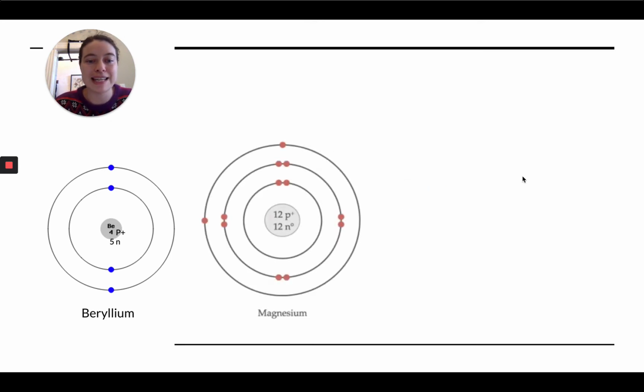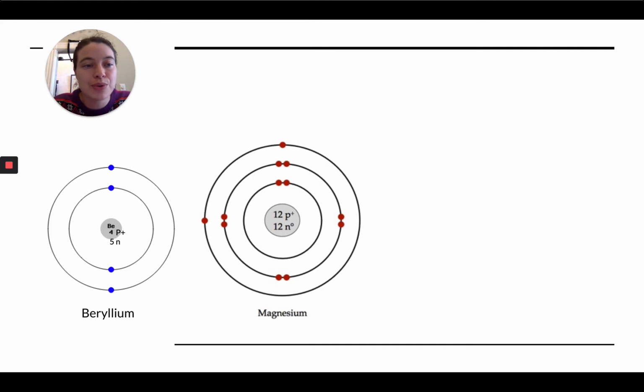Now let's look at magnesium. Magnesium is element number 12 on the periodic table. That means it has 12 protons. Magnesium has a mass of about 24. It's 24.305 on the periodic table. We round that. So 24 minus 12 gives me the number of neutrons, which is also 12. And because magnesium has the same number of protons as electrons, there will also be 12 electrons. So 12 protons, 12 neutrons, 12 electrons.